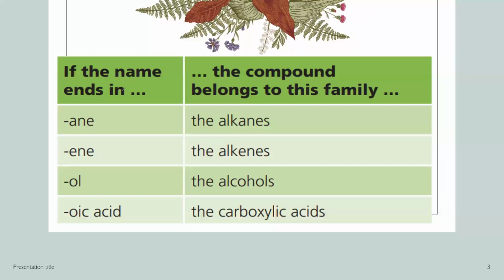So if the name of the compound ends with ane, the family it belongs to is alkane. If the name of the compound ends with ene, the family is alkene. If the name of the compound ends with ol, the family is alcohol. And if the name ends with oic acid, the family is carboxylic acid.